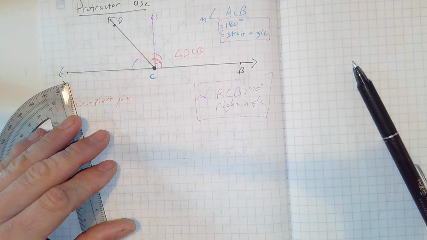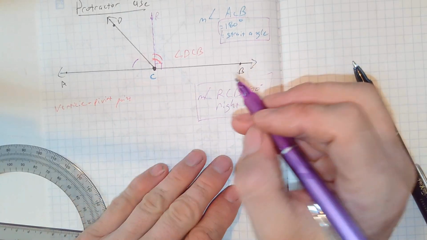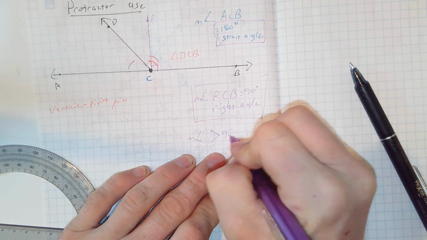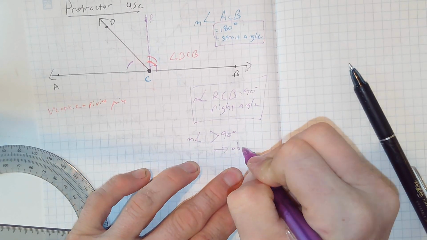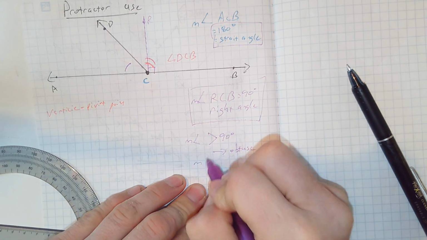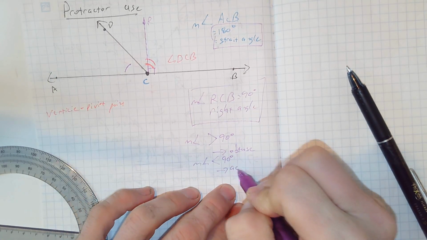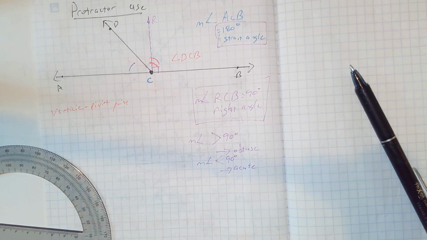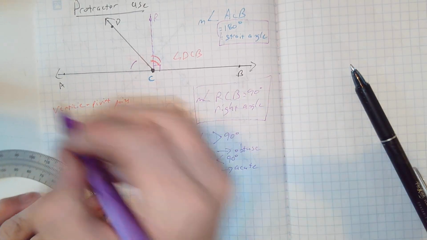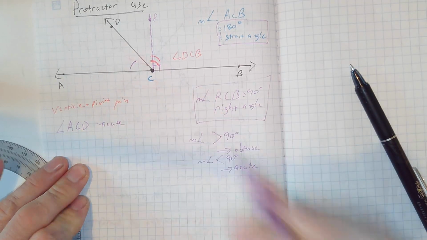It's a right angle. Okay, so if the measure of an angle is greater than 90 degrees, it is obtuse. If the measure of an angle is less than 90 degrees, it is called acute. Such a cute little angle. So this is the acute angle, angle ACD. Angle ACD is acute, right?